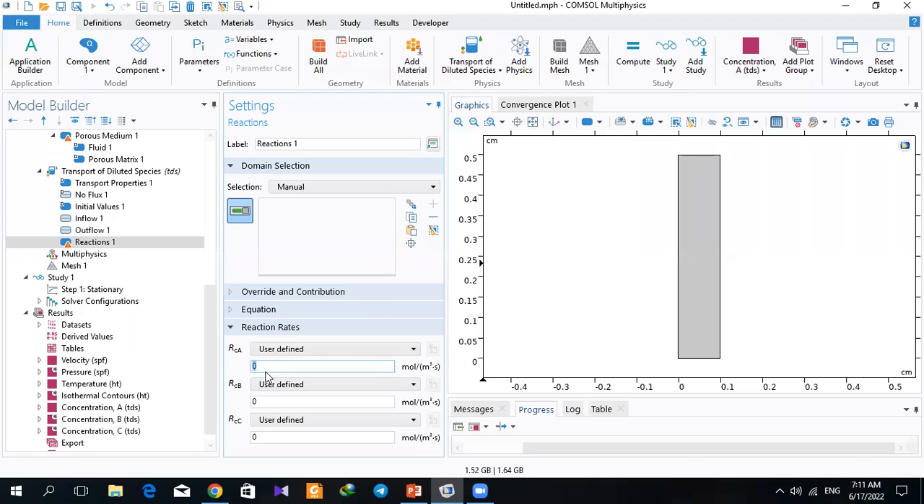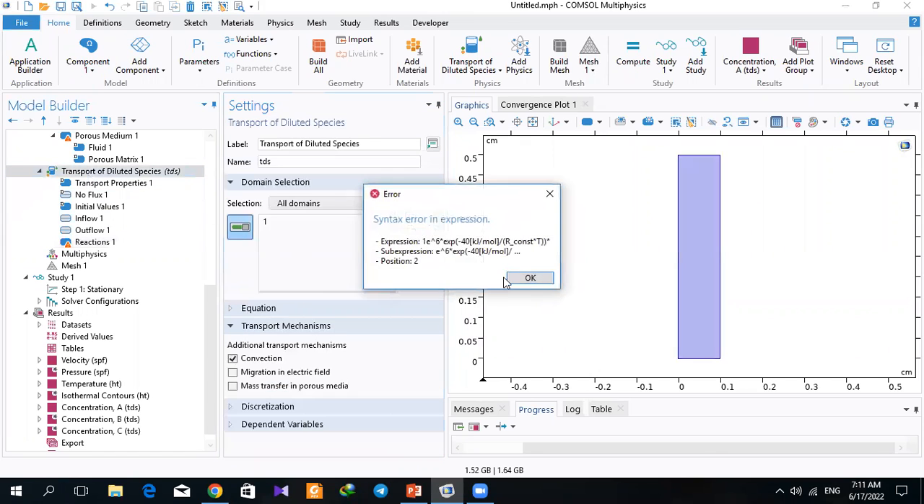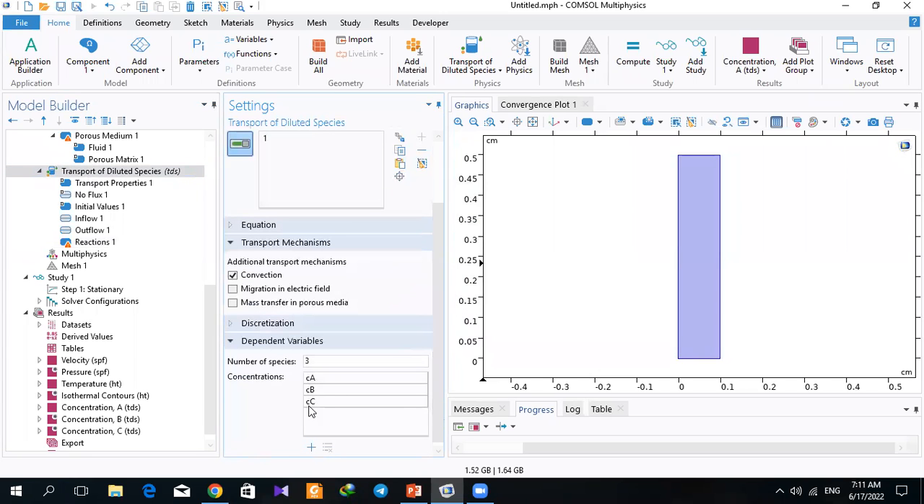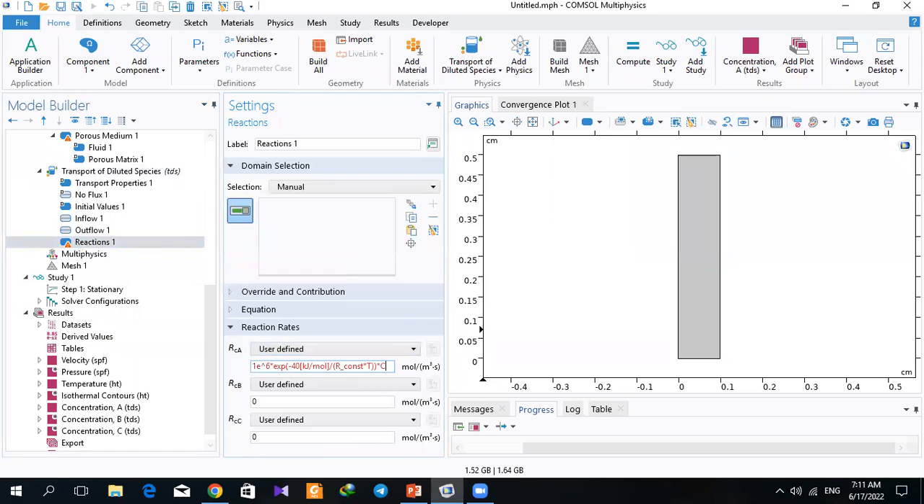For example, you can add your pre-exponential factor like this, multiplied with exp of minus 40 kilojoule per mole, divided by R constant, multiplied with T, temperature, multiplied with the concentration of your components. Here you have Ca, Cb, and Cc, and Ca.